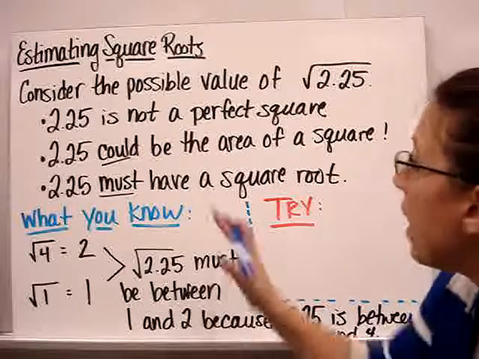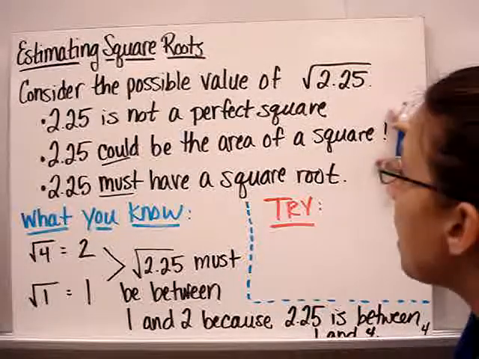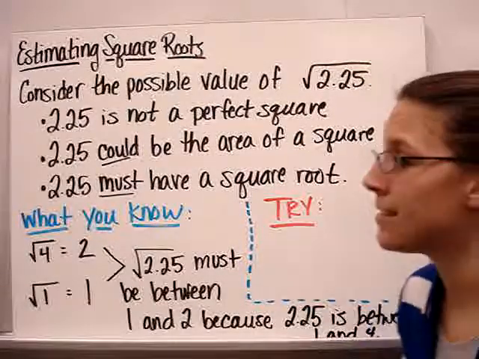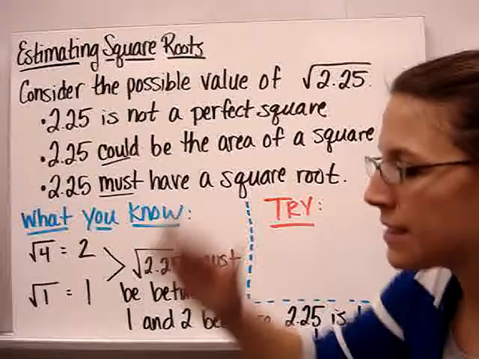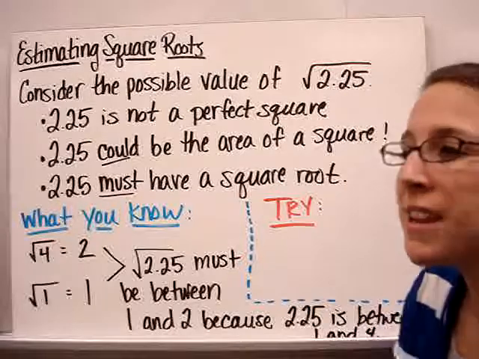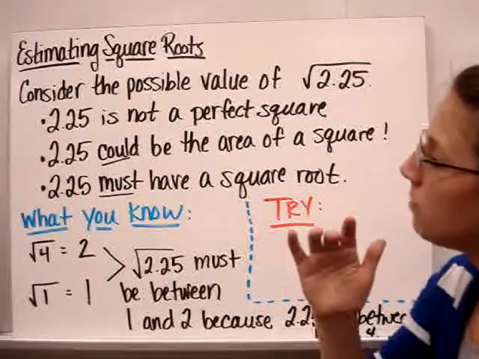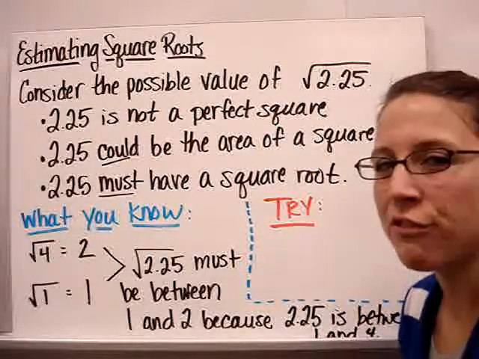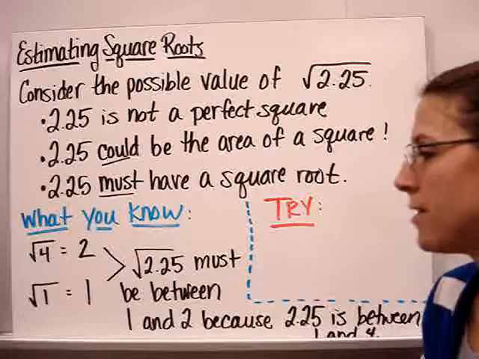So because it is a possible area of a square, of any size, it must have a square root because there must be the length of one side. So there is a number where if you multiply it by itself, you will get 2 and 2500ths.